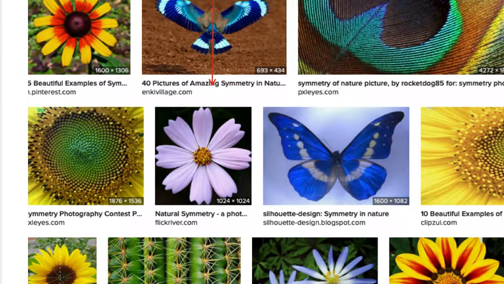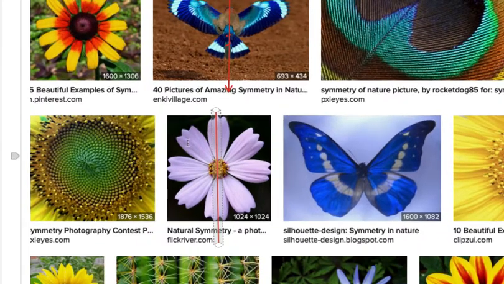and right through the middle, it would look the same, so both sides are the same. Now, it won't always be just one line, so let's take a look at the flower here that's next to it. Now this has symmetry.